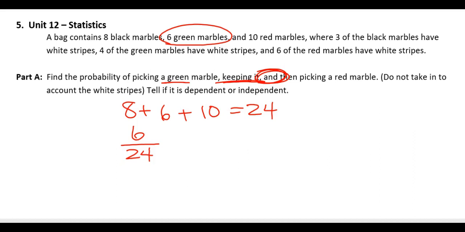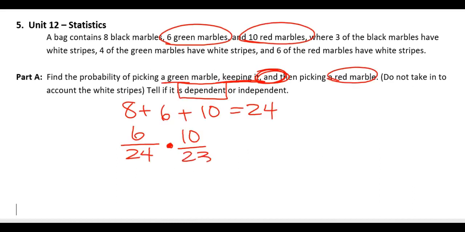So because we're keeping it, we know that this is a dependent problem, which means our numbers are going to change in our denominator, and sometimes in our numerator. But in this case, we're talking about a green marble and then a red marble, so our numerator is not going to change, just our denominator is going to change. So we saw that we had 6 green marbles and we have 10 red marbles. So we're going to multiply 10 over 23. And the reason this is 23 is because we kept the original marble.